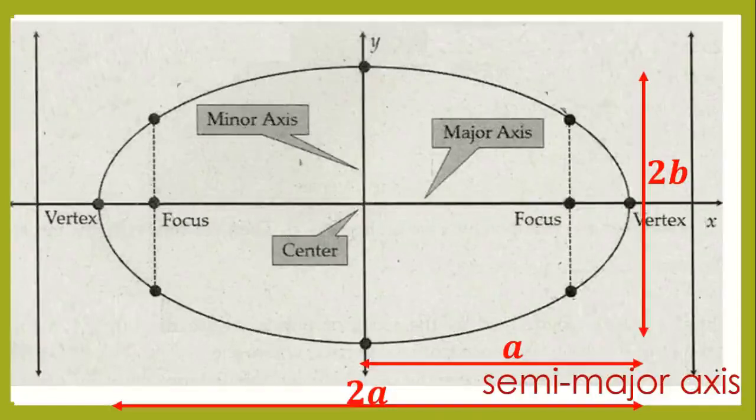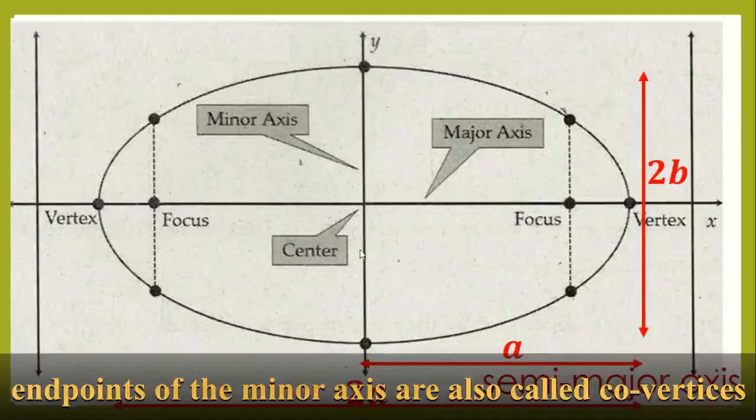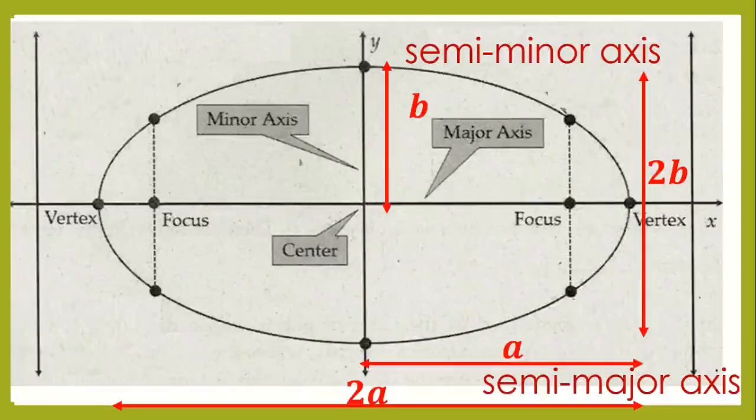Pagdating naman sa minor axis, ang haba nun from this point up to this point, yan yung ating tinatawag na minor axis, ang haba niya ay 2b. At ang kalahati niya ay b. Okay? Tatawagin yung semi-minor axis.